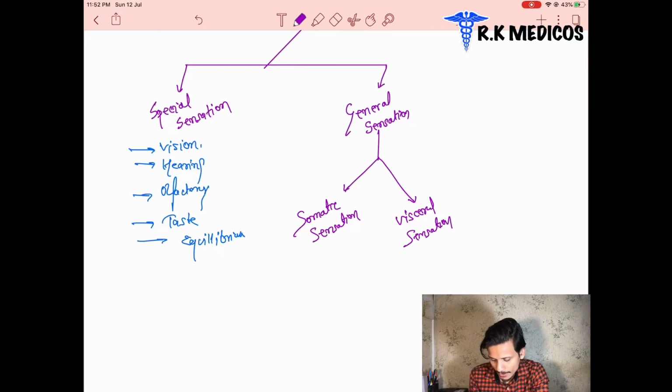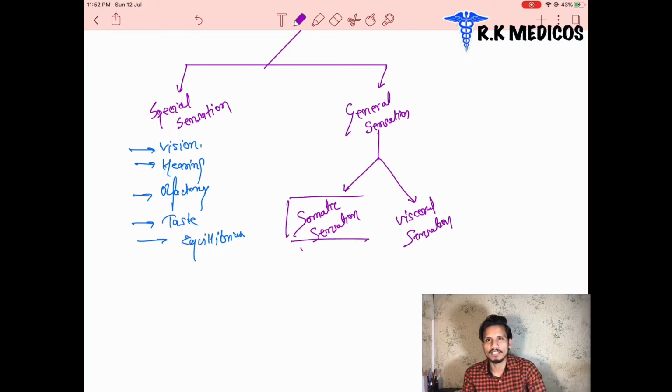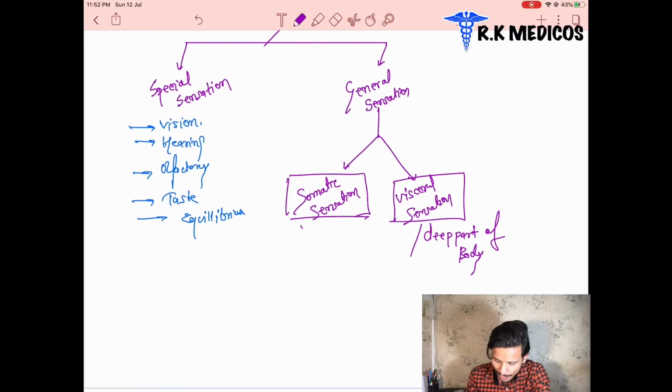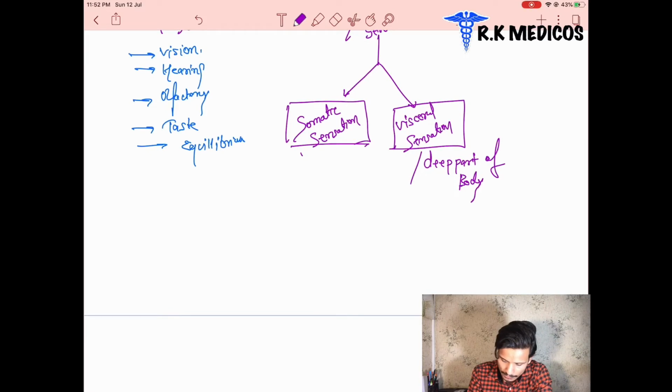Somatic sensation is basically located on the outside of the body, and visceral is located inside. They are the deep parts of the body, present in the deep part of our body. These are basically the parts of our visceral sensation. We can see several examples here in the somatic sensation.